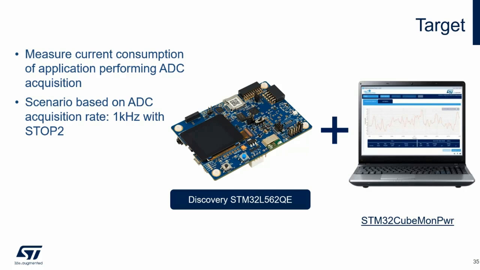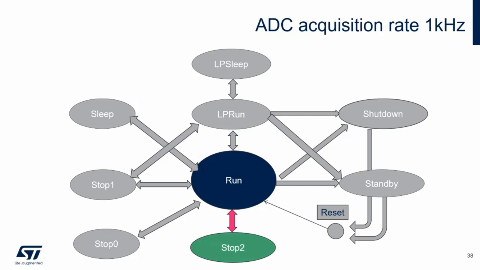I will also measure the consumption again thanks to the Cube Monitor Power and power shield. The purpose of this demonstration is to show the importance of the wake-up time and the consumption in low-power mode, in this case, stop 2. In this picture, you can see the transition table between various low-power modes on STM32L5. For this particular example, we're going to use run mode at 4 MHz to take the sample and then enter stop 2 once it's finished.